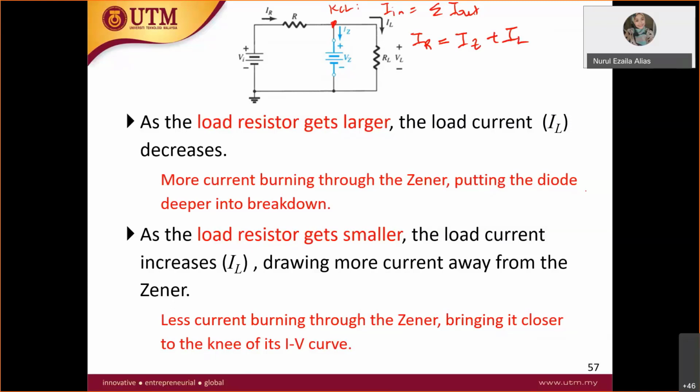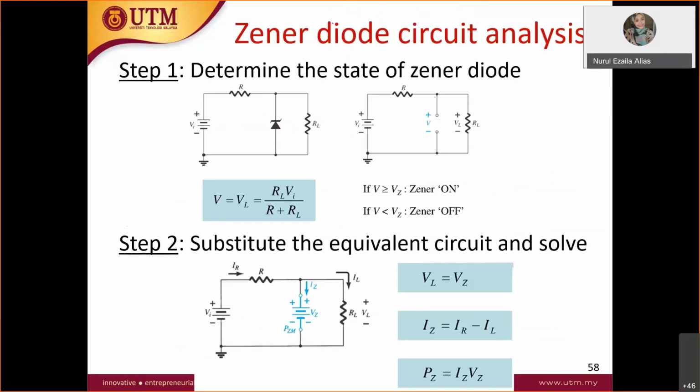That's the tip. So here are the steps. There will be only two steps to find all the currents. The first step is to find the voltage. What voltage is this actually? So this is a Thevenin.